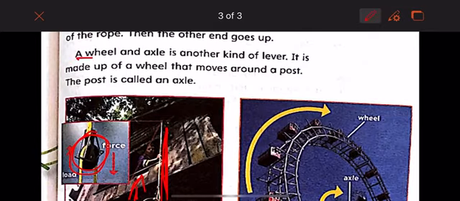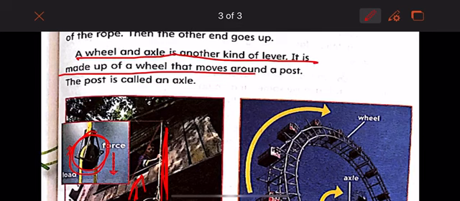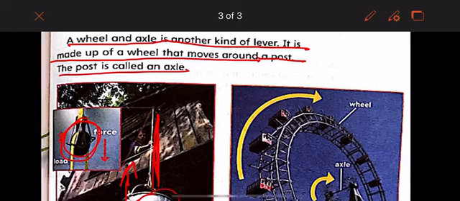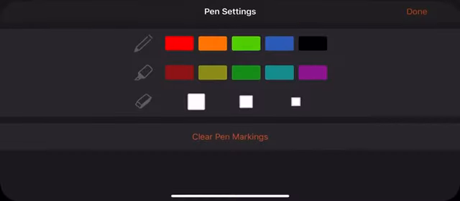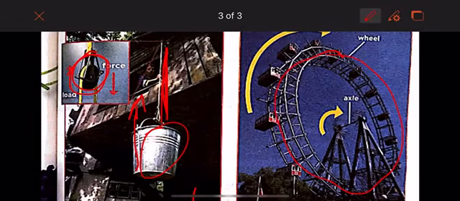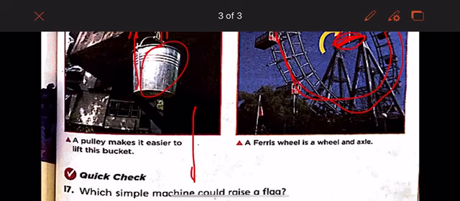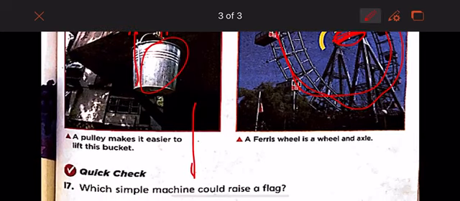A wheel and axle is another kind of lever. It is made up of a wheel that moves around a post. The post is called an axle. Here, this is the wheel, this is the axle. The wheel moves around this. So a Ferris wheel is a wheel and axle.